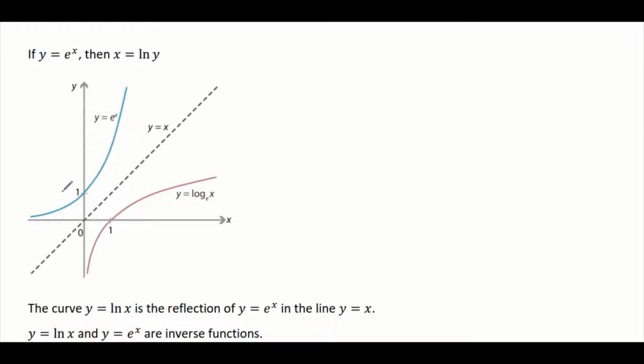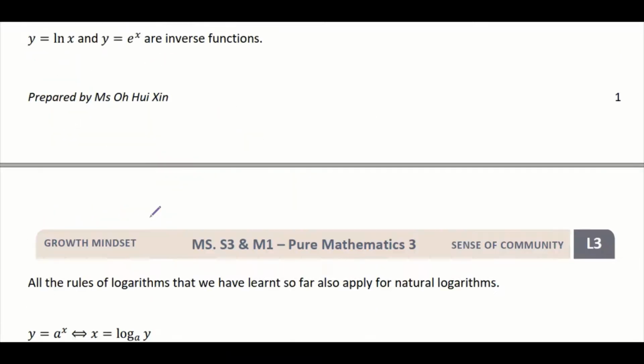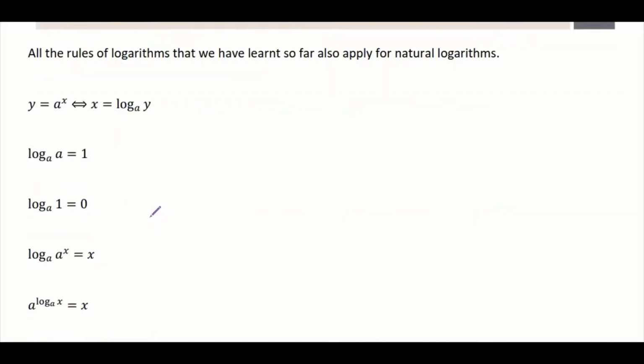So we can see that the graph of e to the power of x and the graph of log to the base of e are a reflection of each other in the line of y equals x. So they are inverse functions. In short, log to the base of e undoes the graph of e to the power of x. All right, now I want to show you some of the rules.